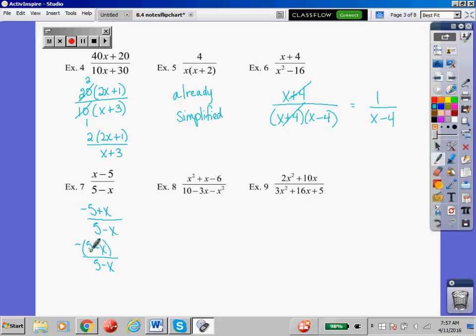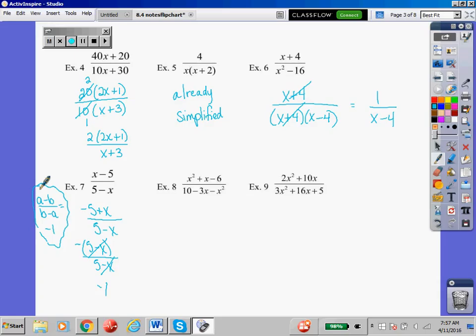Now I have the numerator factored. It's really negative 1 times 5 minus x. That cancels to negative 1. So here's the big idea. If you have in general a minus b over b minus a, this will reduce to a negative 1. Okay? A minus b over b minus a is going to reduce to a negative 1.